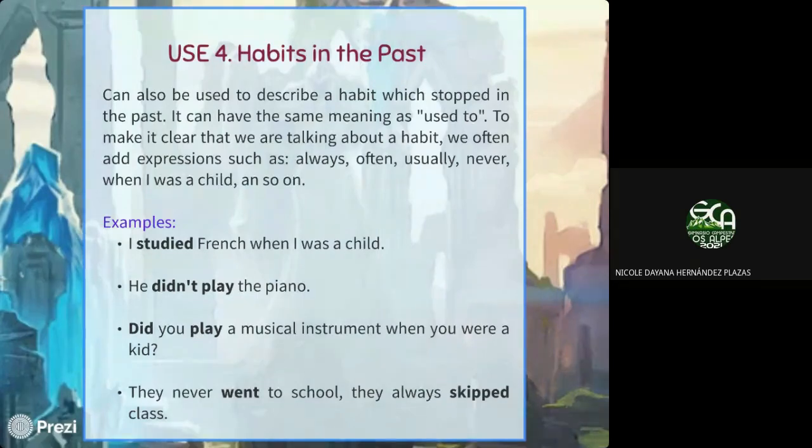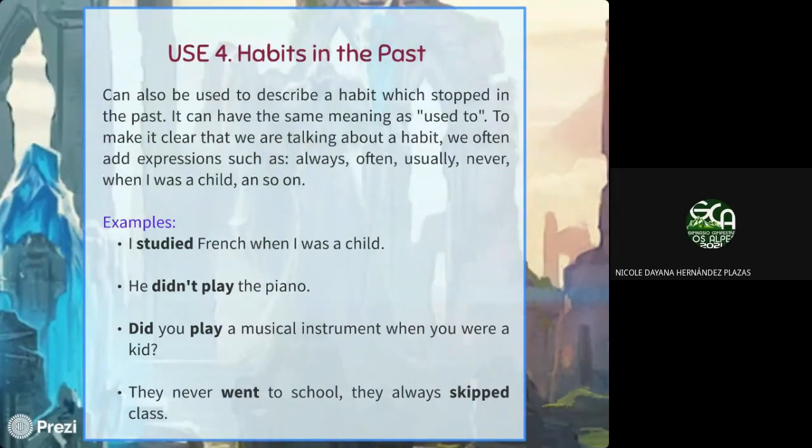I went to La Misericordia School when I was a child. Are you at La Misericordia School now? No. Are you coming back? Of course not, because it is not possible. You just left there. Hábitos en el pasado. Questions about use number 4?